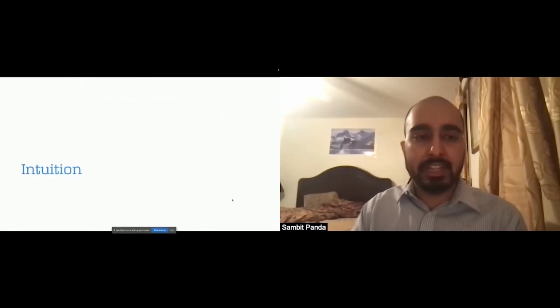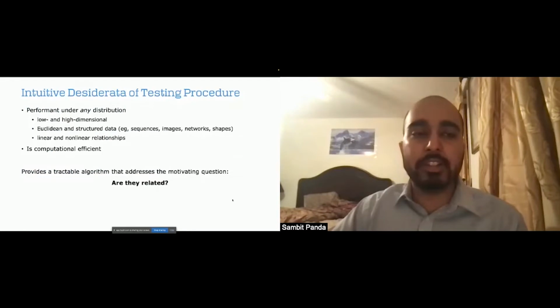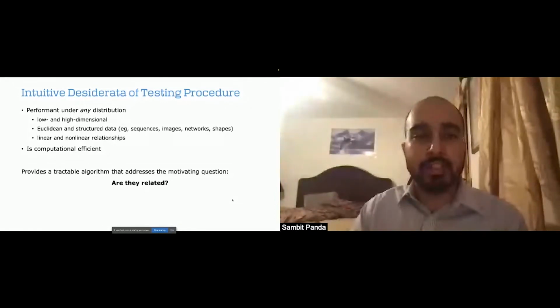So the intuition behind our approach: basically, when we want a testing procedure, we want one that works well in low and high dimensional data. This is especially important now because a lot of data in science is very high dimensional. We'd like it to work on structured data like images and networks. And then we'd like it to work with linear and nonlinear relationships and be able to distinguish both. And then we'd like to have one that is very computationally efficient.